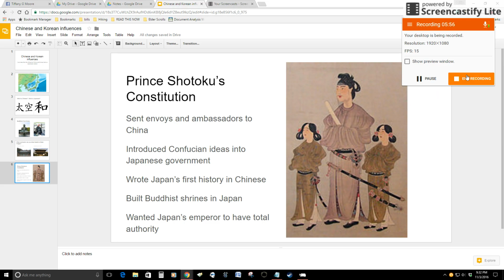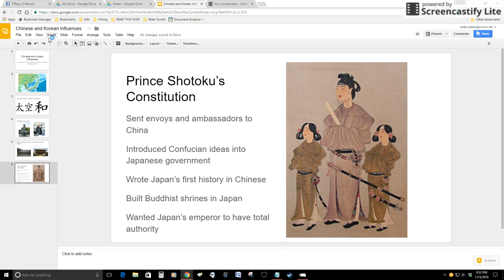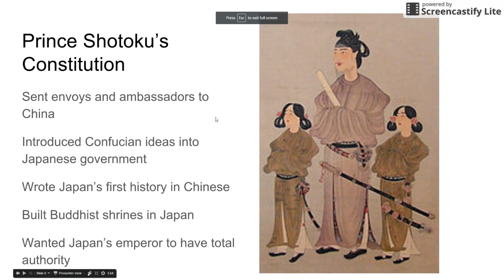After Shotoku had his ideas, let me go ahead and enlarge this. He brought over writing, and we do know that because underneath Prince Shotoku's government, he wrote Japan's first history in Chinese. In fact, all government documents were written in Chinese starting in this time period.